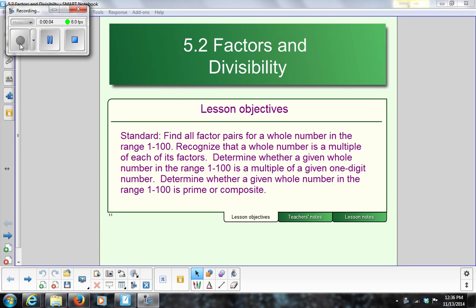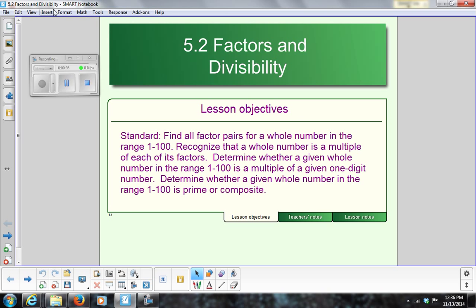This is our next video on 5.2, factors and divisibility. Again, our objective for this, pretty much this whole chapter, is that we'll find all the factor pairs for a whole number, no bigger than 100. Recognize that a whole number is a multiple of each of its factors. Determine whether a given whole number in the range 1 through 100 is a multiple of a given one-digit number. And determine whether a given whole number in the range 1 to 100 is prime or composite. We'll do more prime and composite later on in chapter 5.